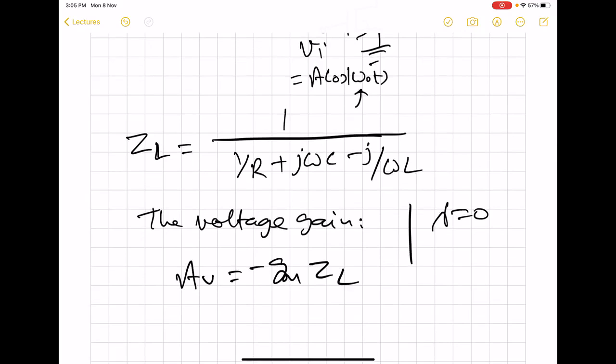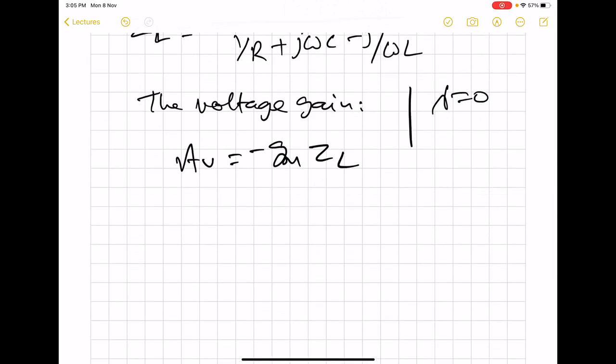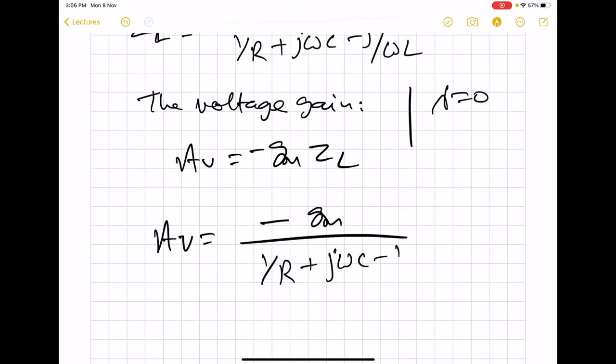So we want to study this amplifier at a certain frequency, omega naught, and see whether we can use this amplifier or what we need to do to convert it into an oscillator. Because we know that an oscillator invariably contains one amplifier also. So here Av then becomes minus gm divided by 1 by R plus j omega C minus j by omega L.